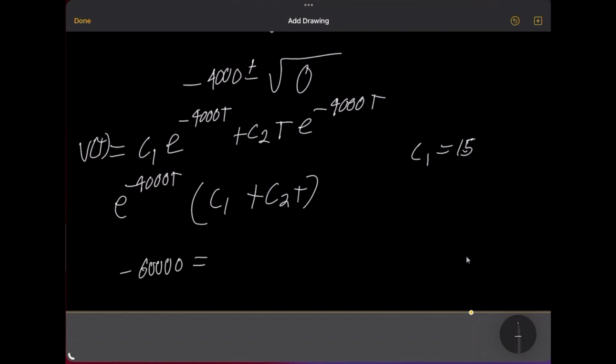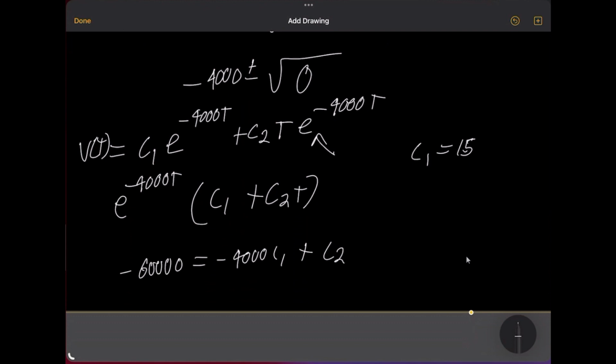Okay, and then if we grab the first derivative, we're going to get negative 4,000 C1 plus C2. And you have to grab the derivative of this. If you set t equal to 0, you're just left with C2 for that. So it's nice to remember that. Quick math: 15 times negative 4,000.